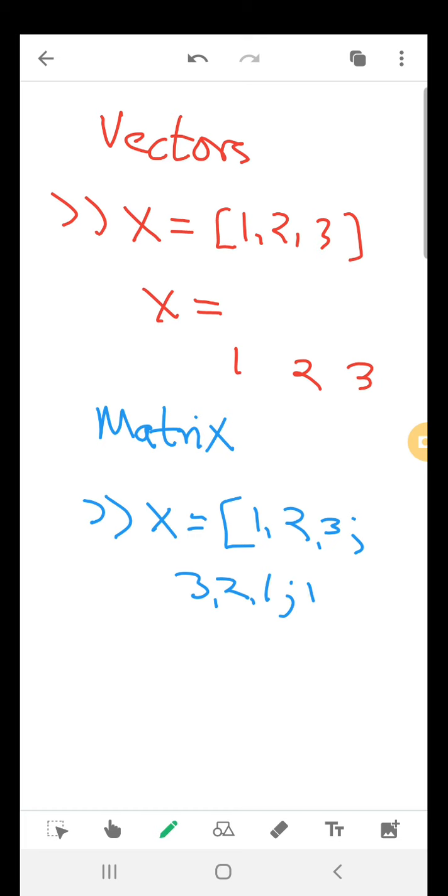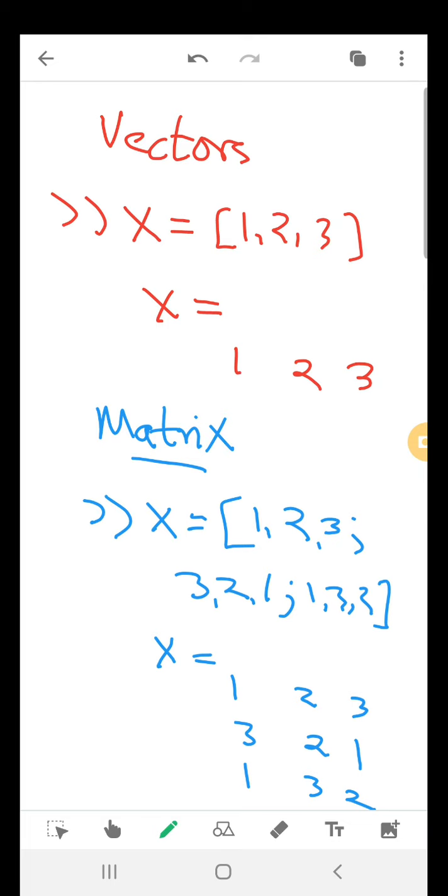And say 1, 3, 2. Then we will get the matrix as 1, 2, 3, 3, 2, 1, and 1, 3, 2. This is how you can represent the matrix in Matlab.